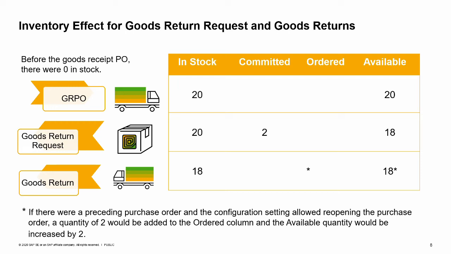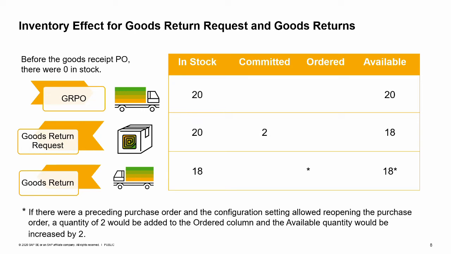Let's look at an example of a goods receipt PO without a preceding purchase order for the 20 scanners. Before the goods receipt PO, we had 0 in stock. Once the goods receipt PO for 20 scanners was made, we have 20 in stock and 20 available. When the goods return request is added, 2 scanners are added to committed and subtracted from the available stock. The goods return request does not have any effect on accounting. When the goods return request is copied to a goods return, the 2 scanners are removed from stock and a posting is made that reverses the goods receipt PO posting.